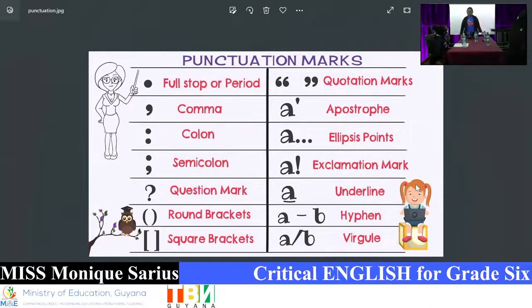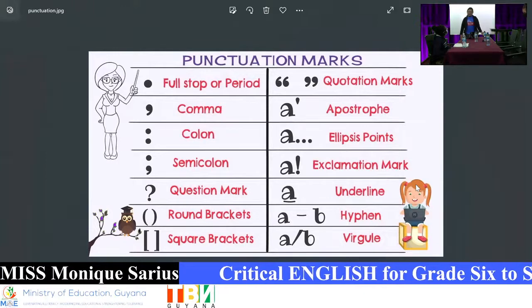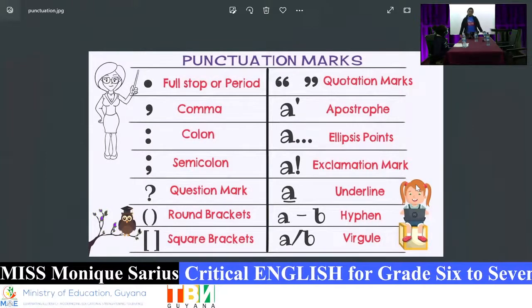At the end of a sentence. At the end of a sentence, we usually have a full stop or a period.